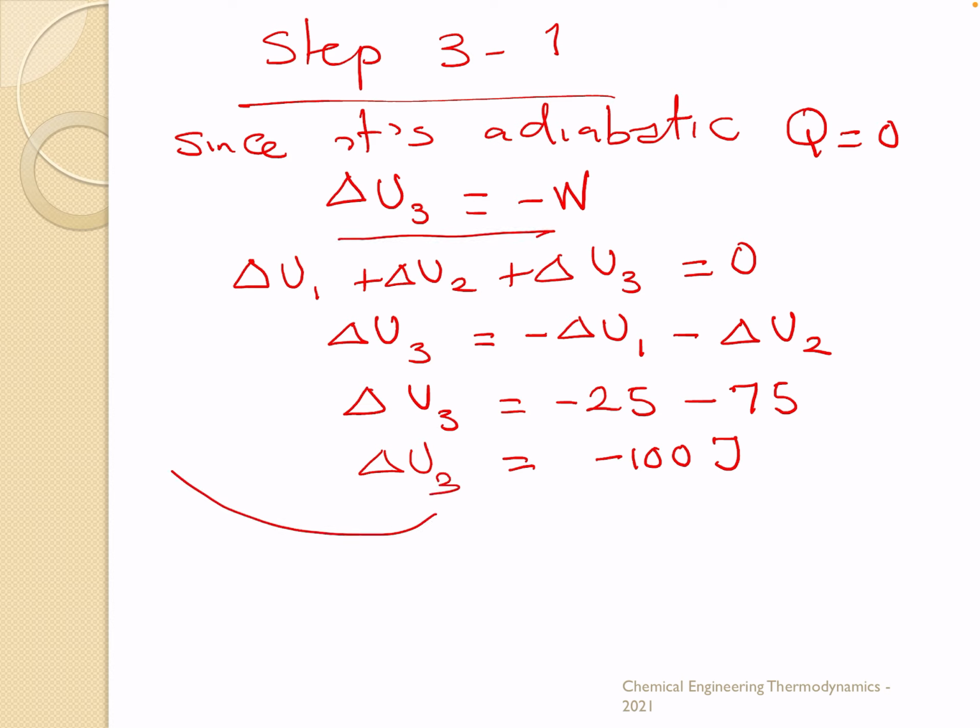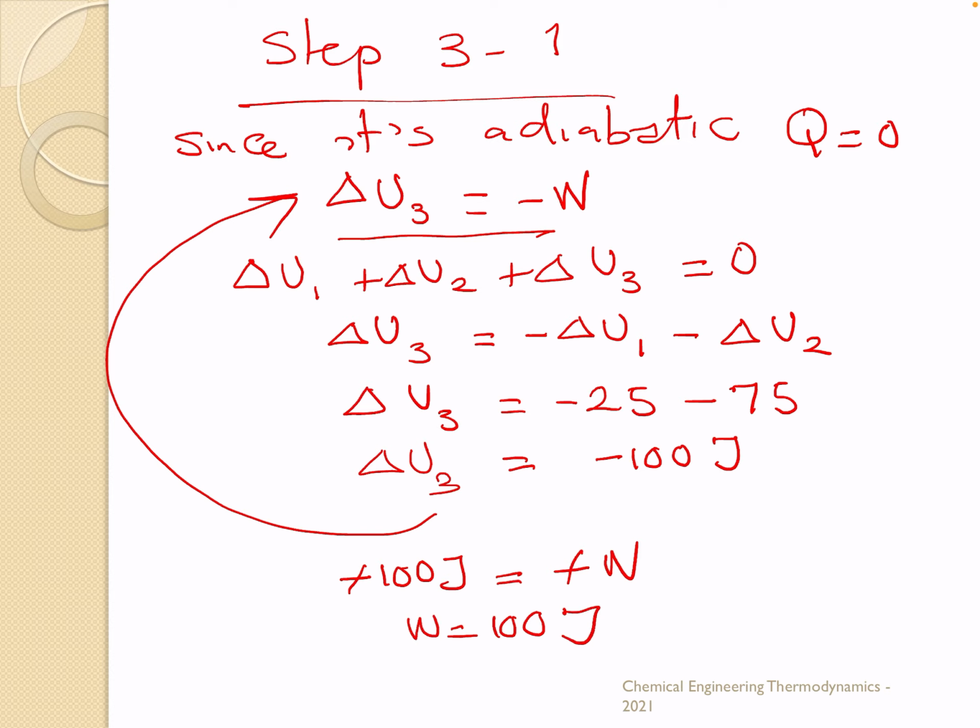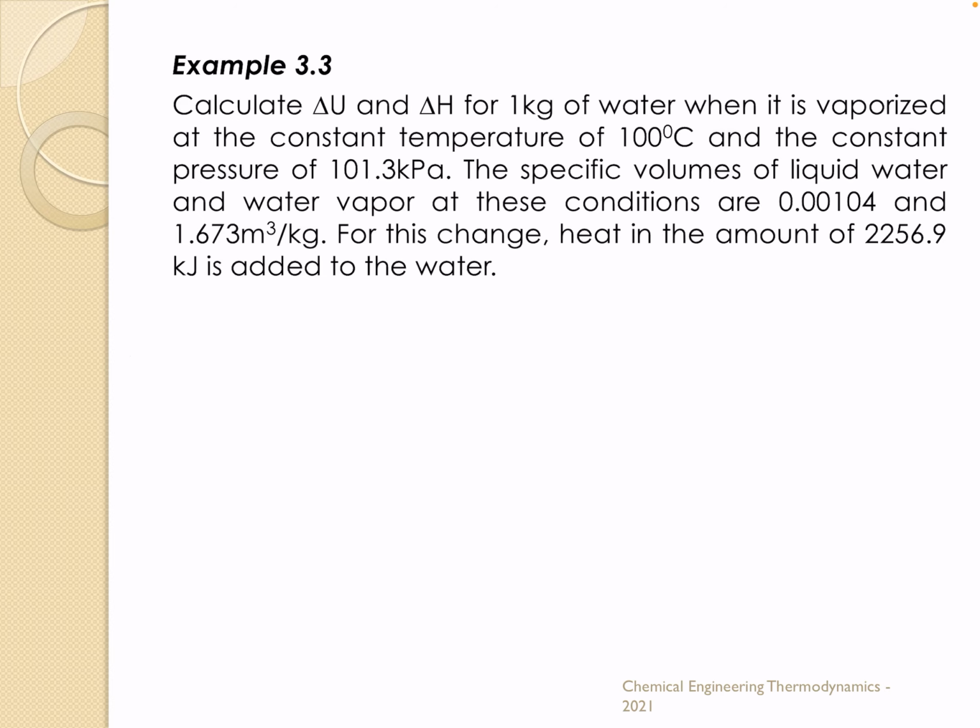So if you take that back there, it simply means minus 100 joules equals minus W. So that shows us that our work done under the adiabatic system is 100 joules. Hence, the work done during the adiabatic process is 100 joules. So let's move on to another example.